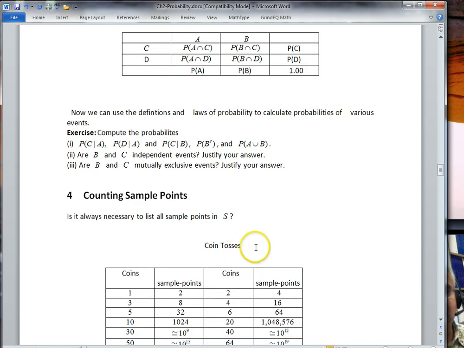So if I have an experiment which tosses 10 coins, and I want to find out the probability of having all heads, there would be only one point in my event, but how many points would be in S? For 10 coins, that would be 1024, or 2 to the power 10.